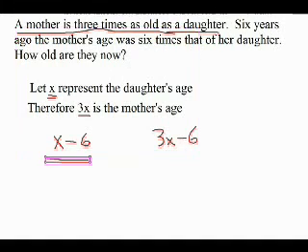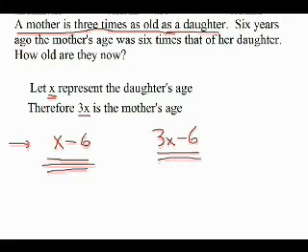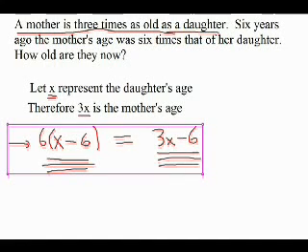Well, what we're told is that the mother's age, which we have here, is 6 times the daughter's age, which we have here. So we need to write this in an equation. We need to relate these 2 values to each other. We have to ask ourselves, well, what would we have to do to the daughter's age to make it the same as the mother's age? We have to multiply it by 6. 6 times the daughter's age is the same as the mother's age. So now we have an equation that we can solve.